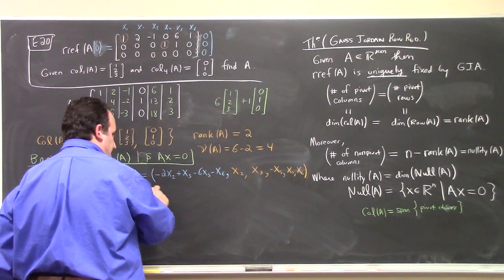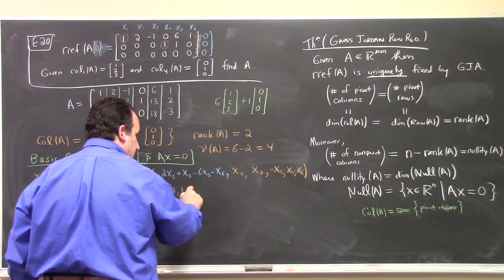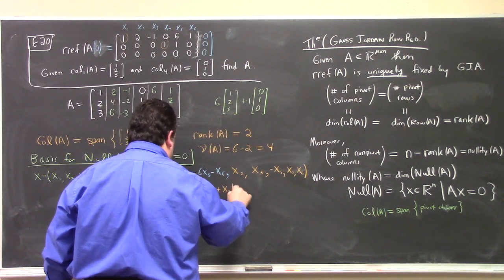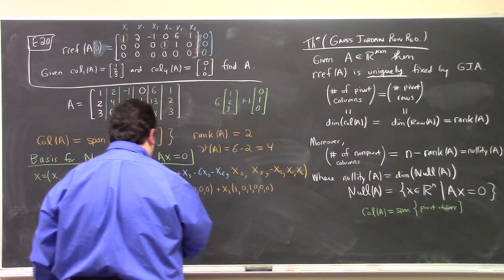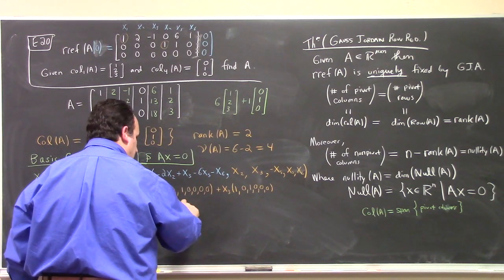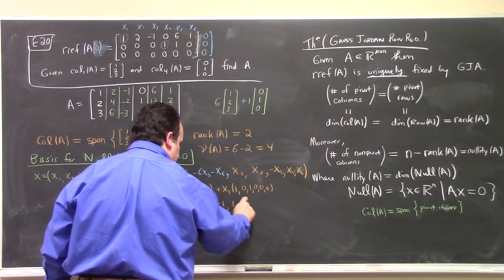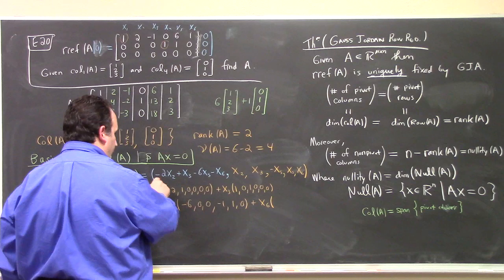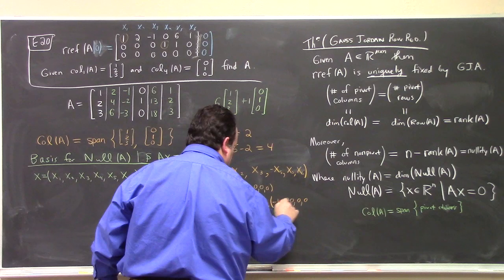And then all you got to do, pull out your x2. You got yourself a minus 2, 1, 0, 0, 0, 0. x3, 1, 0, 1, 0, 0, 0. Plus x5 minus 6, 0, 0, minus 1, 1, 0. Plus x6 minus 1, 0, 0, 0, 0, 1.